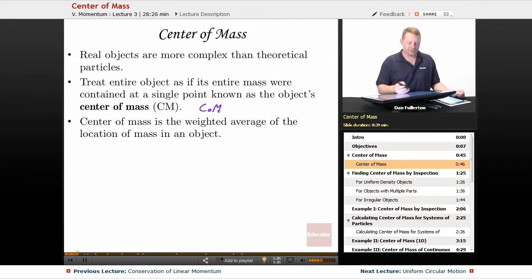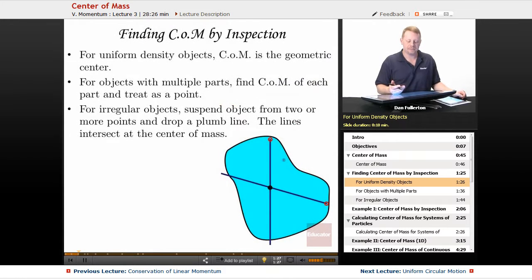Mathematically speaking, center of mass is the weighted average of the location of mass in an object. So how do we find center of mass? Well, with some objects we can do it by inspection. For uniform density objects, the center of mass is going to be the geometric center of that object. For objects with multiple parts, you can find the center of mass of each part and treat it as a point, and then look at that geometric center.